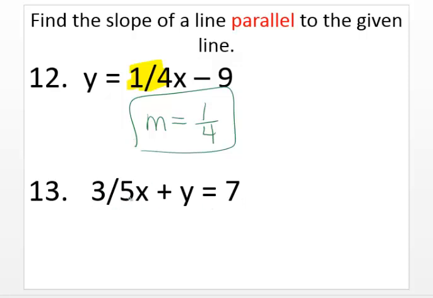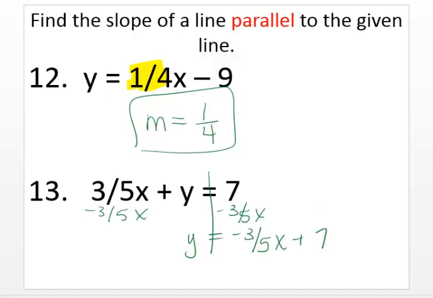This one, we cannot say that the slope is 3/5 because the y is not by itself. So I need to subtract 3/5 x from both sides so that it is in y equals mx plus b form. Now I can say that the slope of the line is negative 3/5, and therefore the line parallel to it would also be negative 3/5.